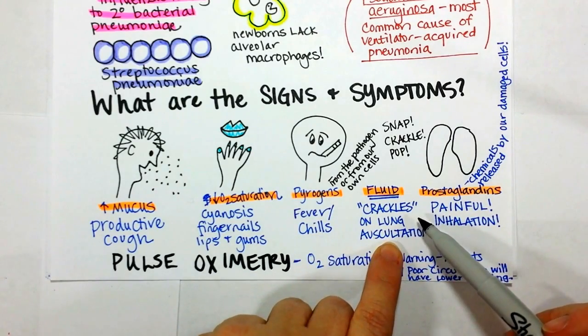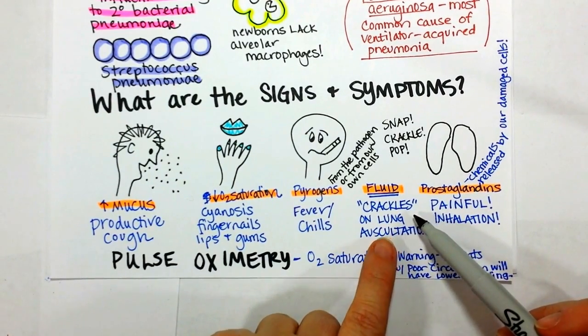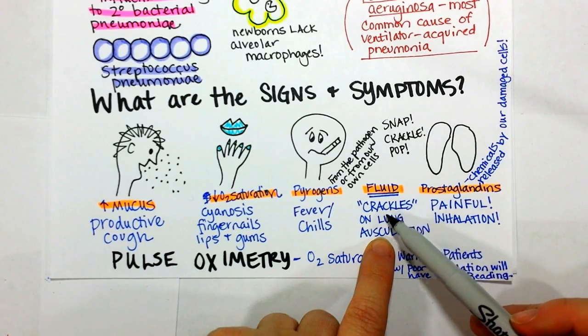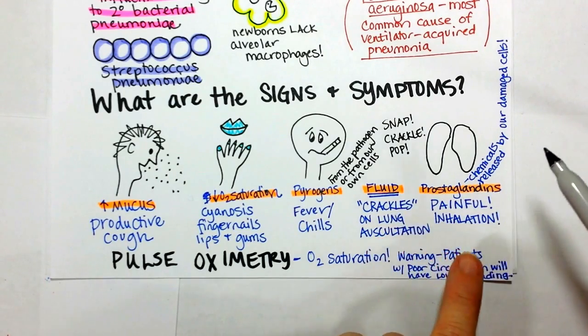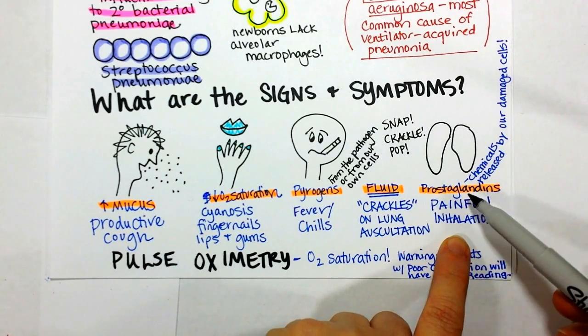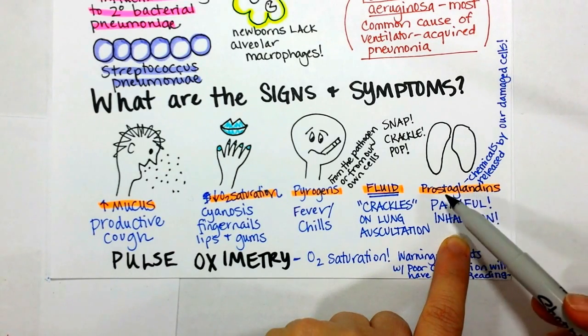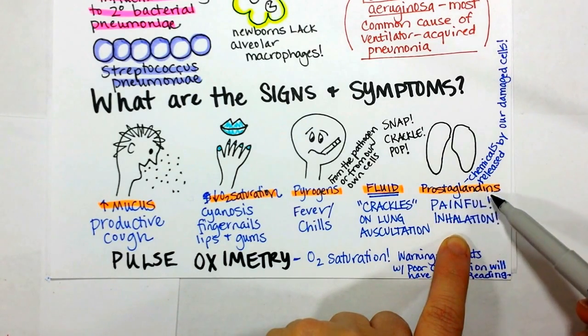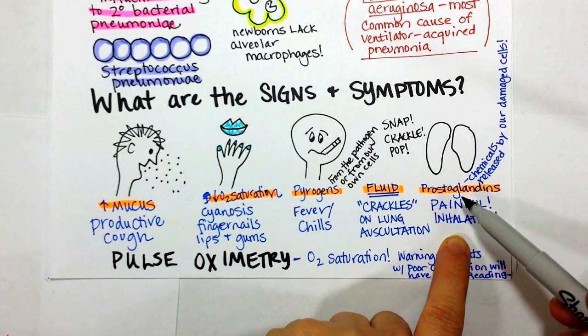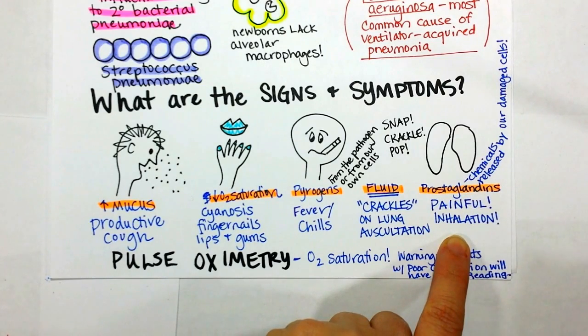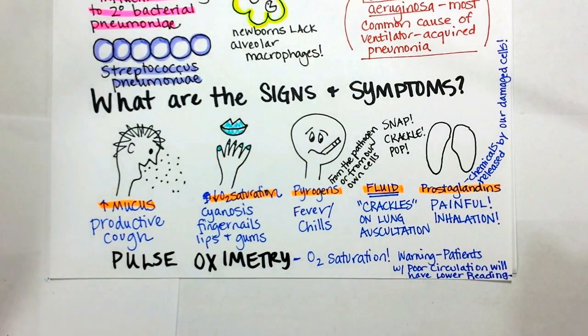Fourth, the fluid in the lungs may be heard with a stethoscope and they sound like crackles in the lungs. And fifth, the lungs will become very painful when the patient inhales because of prostaglandins that are released by our own damaged cells. These sensitize our nerve endings and make our pain nerve endings more likely to trigger action potentials, and then we feel pain.